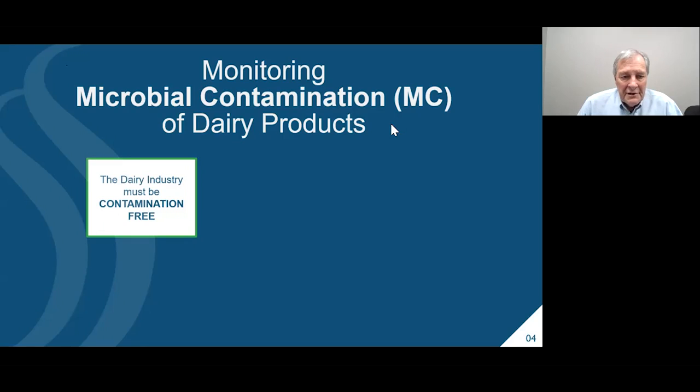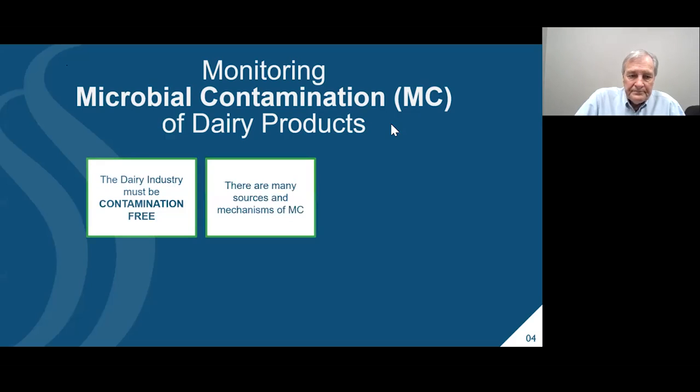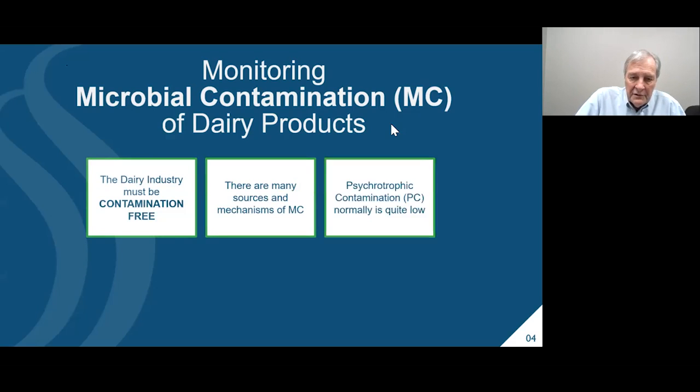Microbial contamination in dairy products. The dairy industry must be a very clean industry. Milk is an ideal growth media for bacteria. Bacteria that normally would not grow in environments can grow in milk because of complete nutrients, complete oxygen supply, absence of any kind of inhibitors. It's just an ideal growth media. There are many sources and mechanisms of contamination of dairy products. We'll be discussing those coming up.